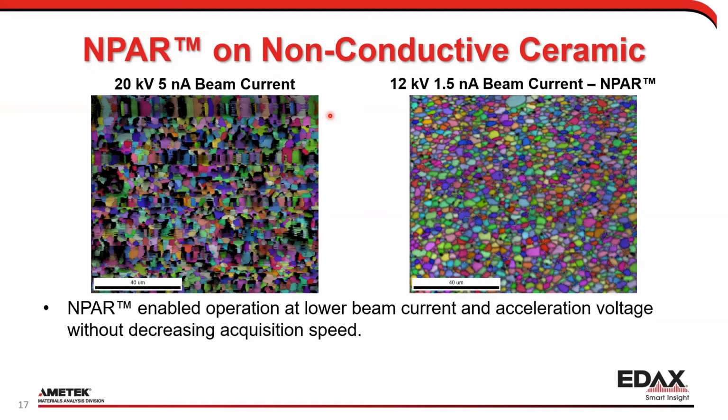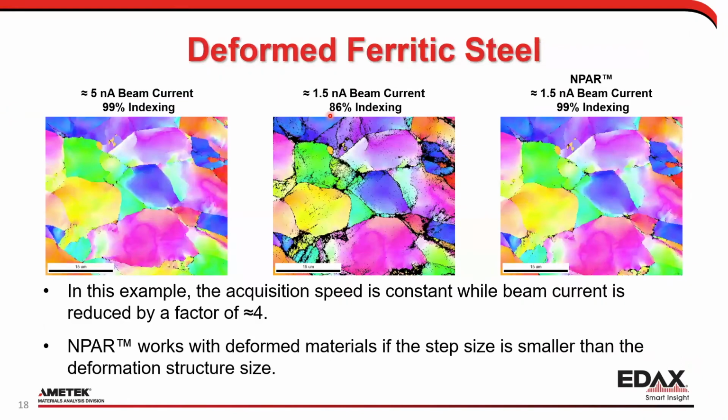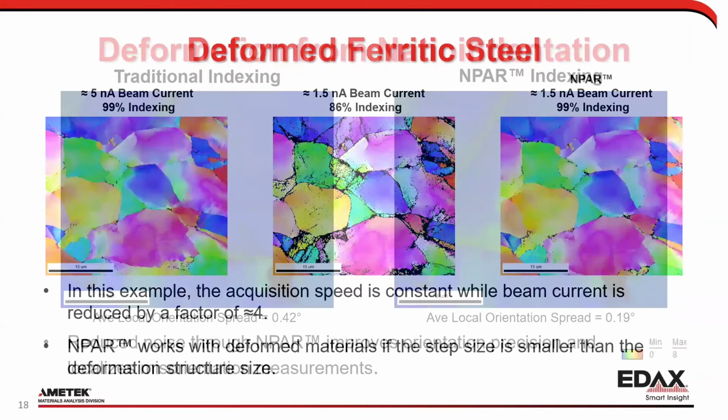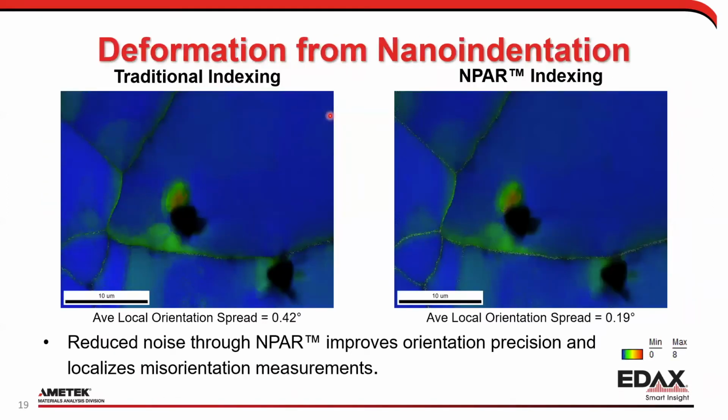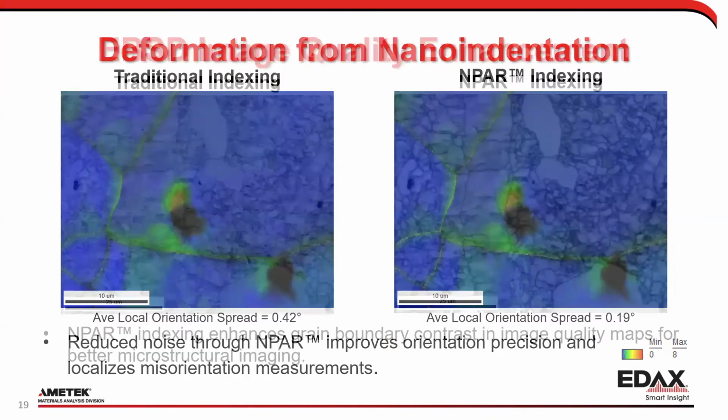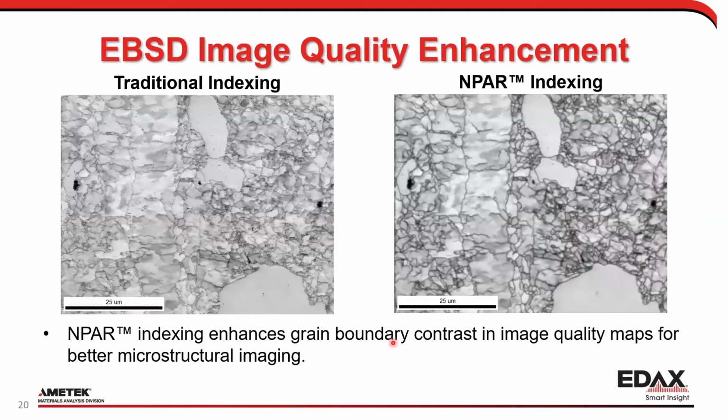And here's just a deformed sample, looking at again five nanoamps down to 1.5 nanoamps and getting the sample back. And this allows me to look at finer scale deformation features. And here's again a good example of this, where you can see that the traditional indexing versus the NPAR gives you, in this case, what's called a local orientation spread. It's tighter because you actually get less noise in this area as well as the higher deformed areas. So it actually improves orientation precision and reduces your localized misorientation, which was counterintuitive to us. And of course, it does show things like IQ better, but I don't want to really talk about that.